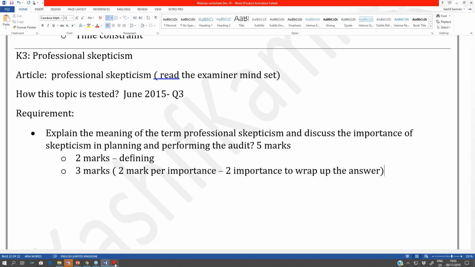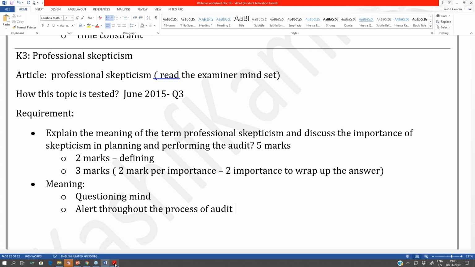Explain the meaning of the term professional skepticism, and I hope most of you know the meaning, right? What is the literal meaning of the word professional skepticism? The meaning is that the auditor should have a questioning mind. An auditor should be alert. The auditor should be alert throughout the process of the audit. That's just the mindset of the auditor.